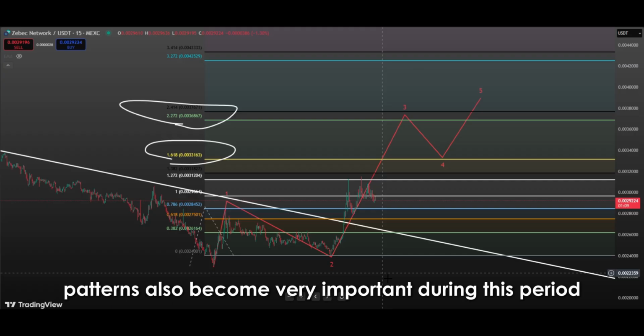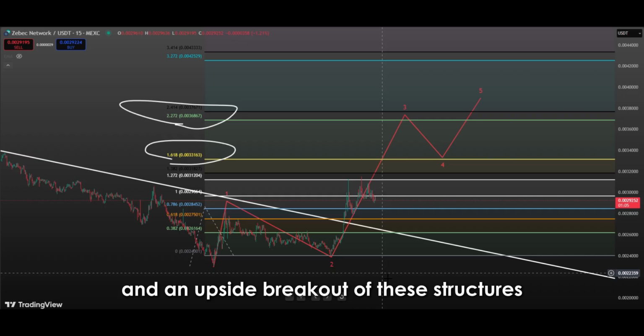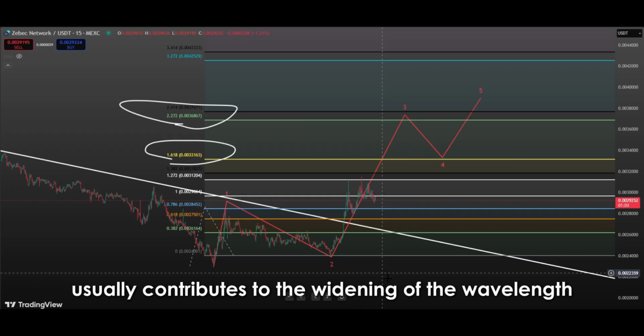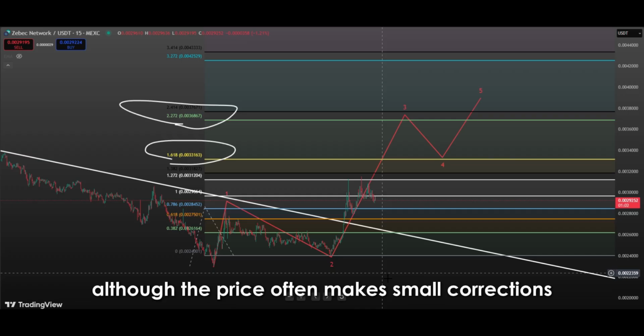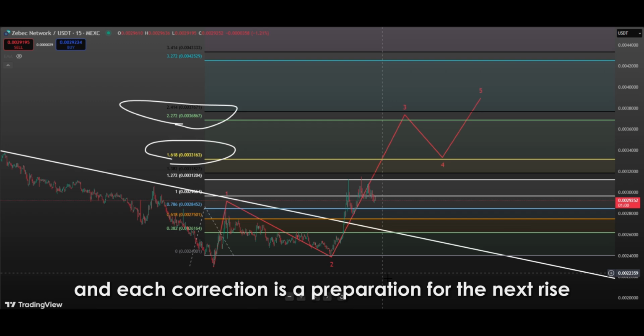Patterns also become very important during this period. Continuation patterns, such as flags, pennants, ascending triangles, etc., are common in the third wave, and an upside breakout of these structures usually contributes to the widening of the wavelength. Although the price often makes small corrections during this period, the overall direction remains up, and each correction is a preparation for the next rise.